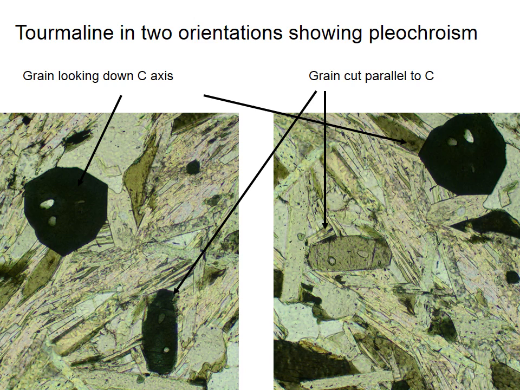Whereas the more elongate grain in the lower right portion of the left-hand image is cut parallel to C. So the C-axis is lying flat on the microscope stage. This one should show maximum birefringence if you inserted the analyzer. And in plain polarized light, it's highly pleochroic. You can see that the color changes dramatically.